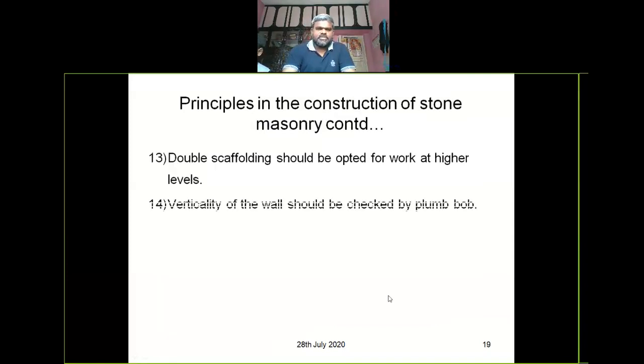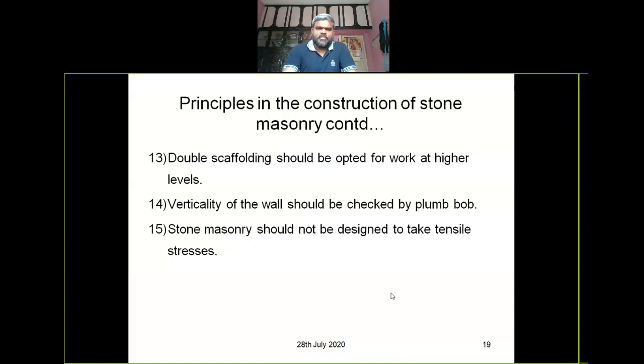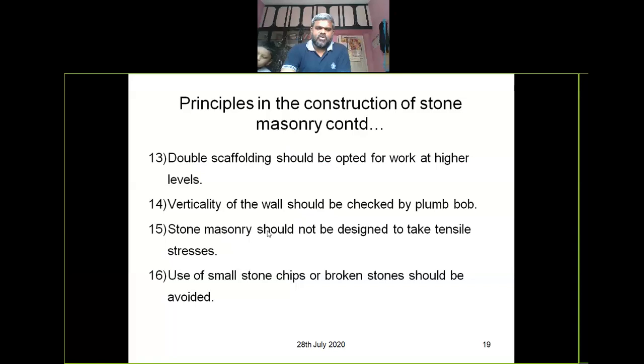The general principles: double scaffolding should be opted for work at higher levels, whereas brick masonry may require only single scaffolding. Double scaffolding means two rows of poles are provided adjacent to the wall. The verticality of the wall should be checked using a plumb bob. Stone masonry should not be designed to take tensile stresses, and the use of small stone chips and broken stones should be avoided as much as possible.